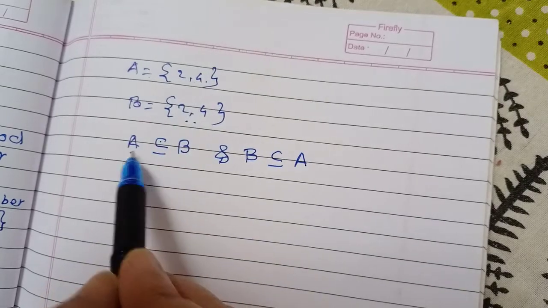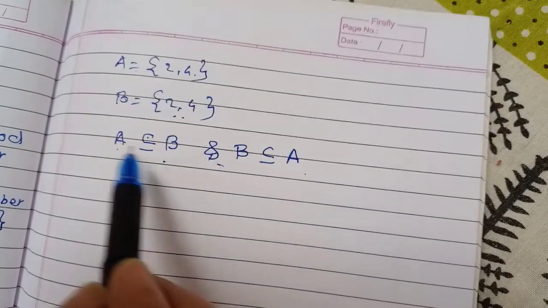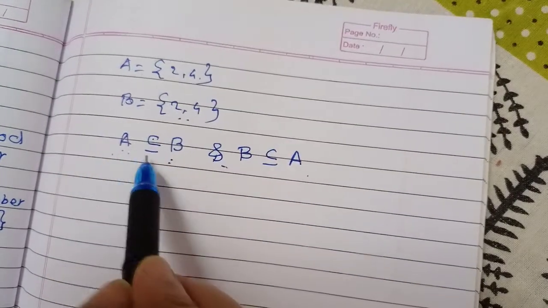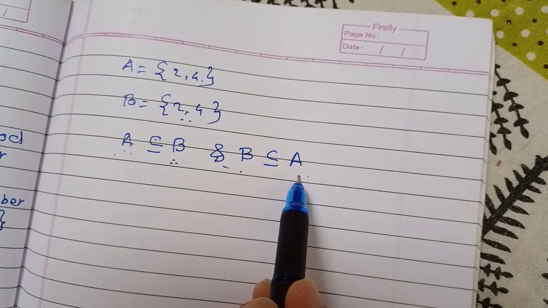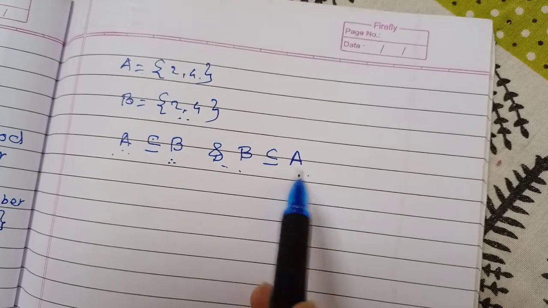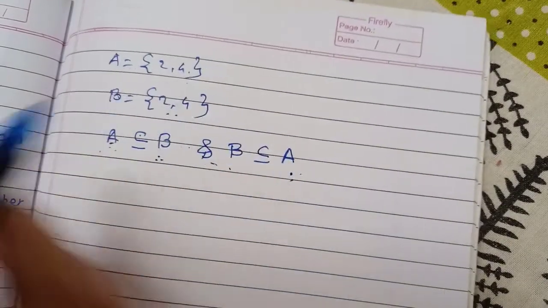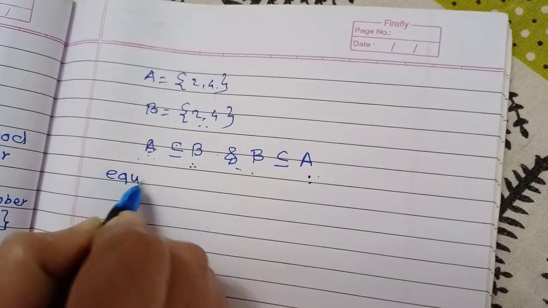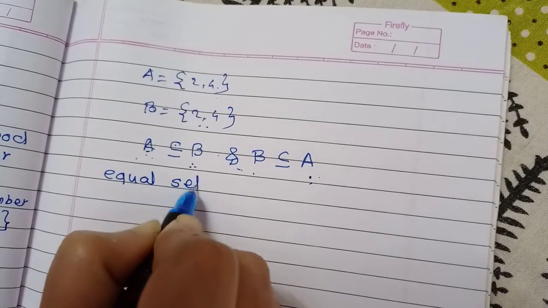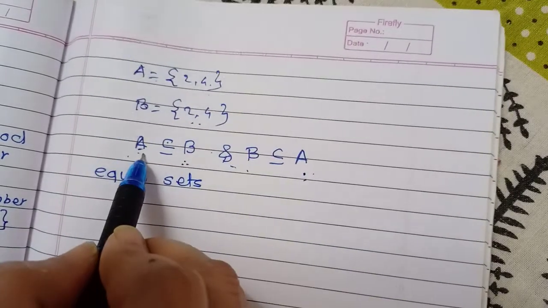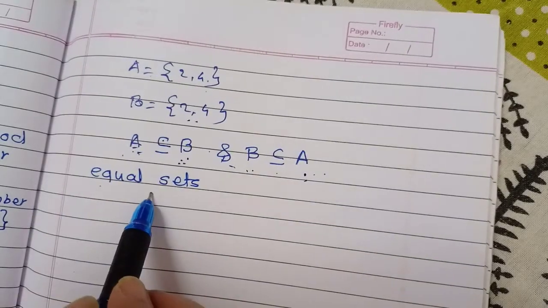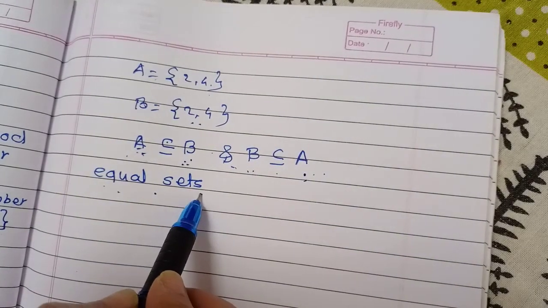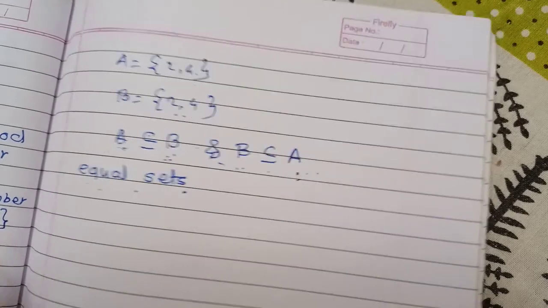So for these two sets we can write that A is a subset of B, and B is a subset of A. And when this happens, we can say that both sets are equal sets. When A is a subset of B and B is a subset of A, we can say that these two are equal sets.